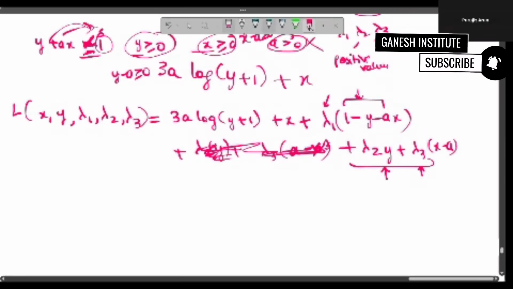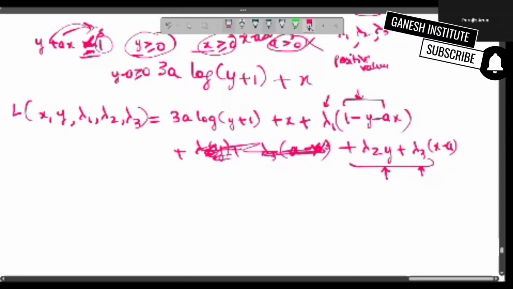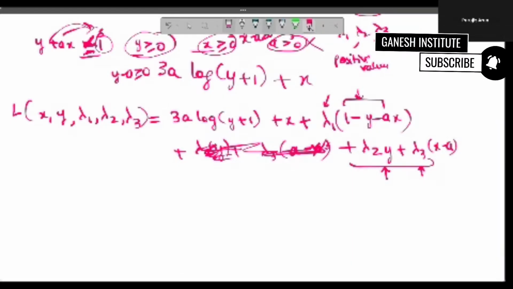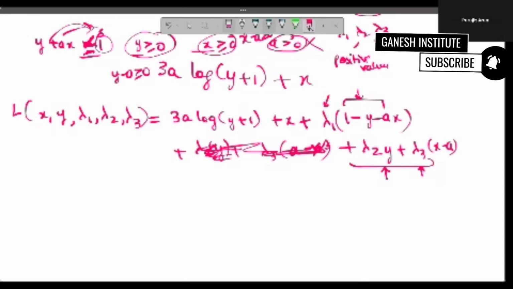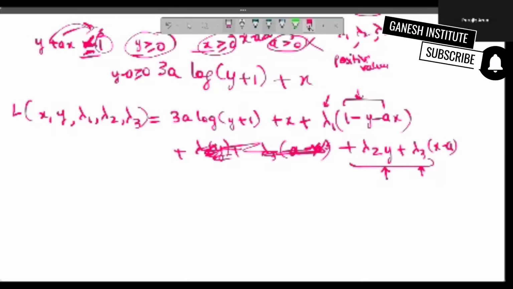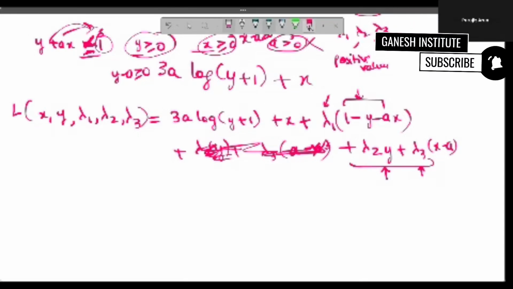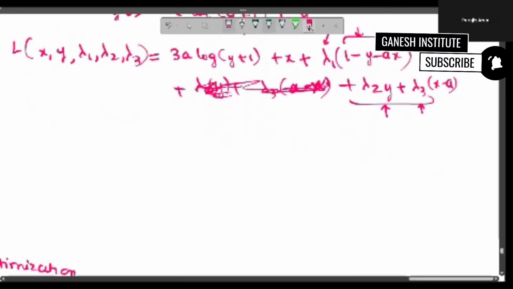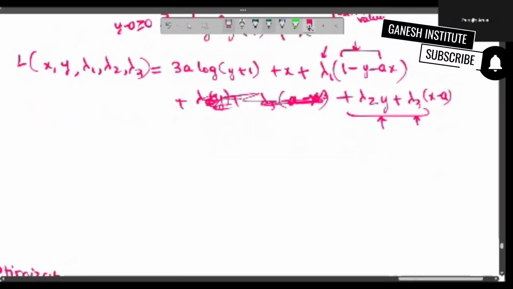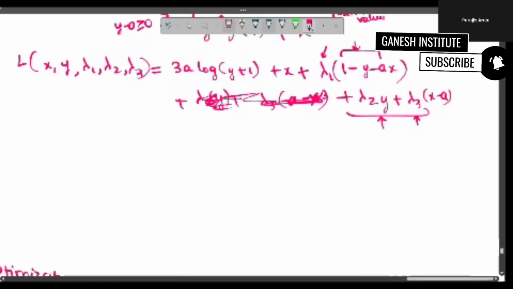So over here, since 1 is greater than the function, it's going to be 1 minus y minus ax. Over here, it's going to be y minus 0. And the next is going to be x minus a. Now, what is the first thing, the stationarity?